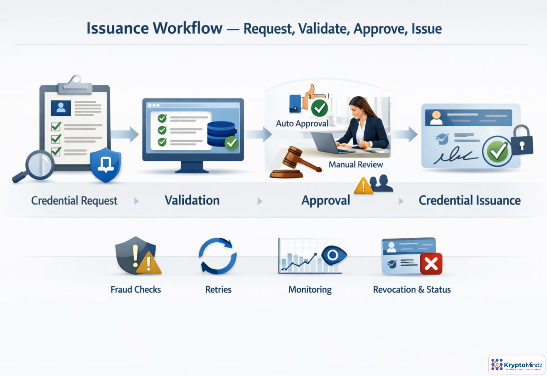Treat issuance as a controlled workflow, not a one-step database insert. A request should identify the credential type, the subject, and the evidence being claimed. The service then validates schema, rules, authentication, and eligibility. Low-risk requests can move to automatic approval, while suspicious or high-impact requests go to review. Only after approval should the system build, sign, and deliver the credential. Modeling each state also supports retries, monitoring, fraud handling, and later revocation.